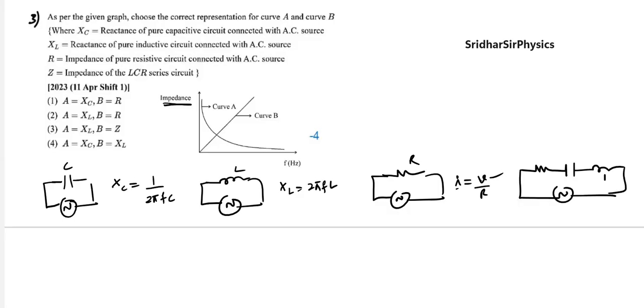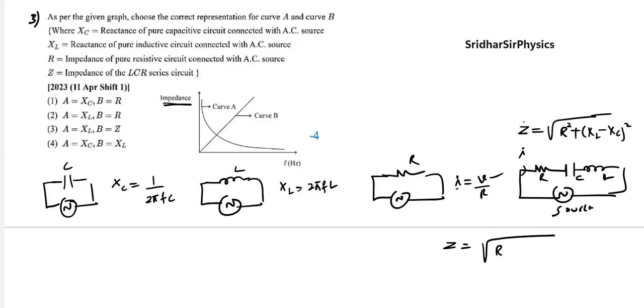LCR circuit also. Here is an inductor, capacitor, resistor, and this is the source. All the values, here current, impedance, we will say the impedance. Impedance means how much? Z equal to under root of R square plus (XL minus XC) whole square. Z further we can write: Z equal to R square, XL how much? 2 pi FL. XC how much? 1 by 2 pi FC.